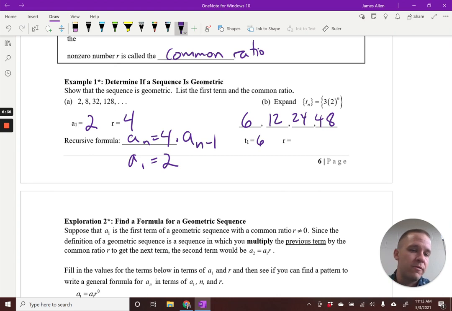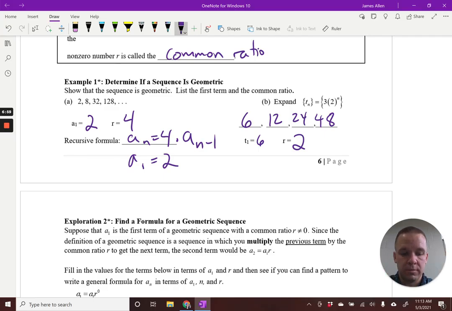So if I took 12 divided by 6, that's 2. 24 divided by 12, that's 2. 48 divided by 24 is 2. My common ratio is 2. It's not that 3 that was there, it's the 2. That is easy to mix up when we're first introducing this, okay? It's that number, the base of the exponent there. That would be our common ratio.